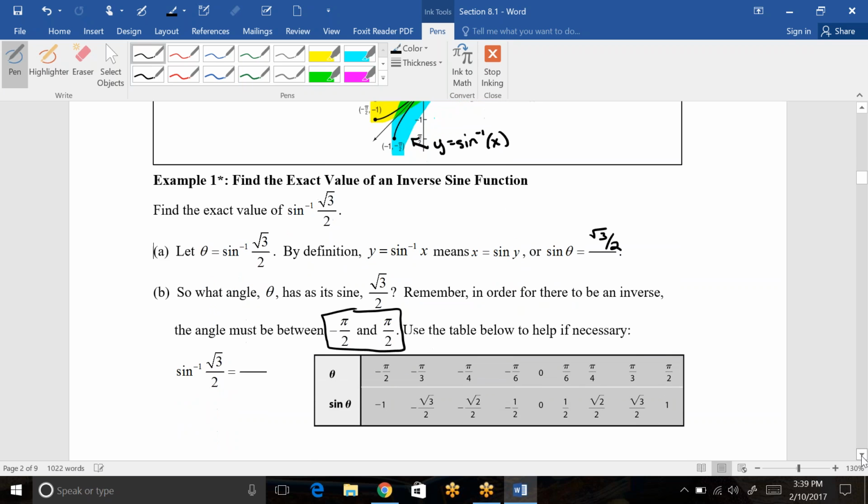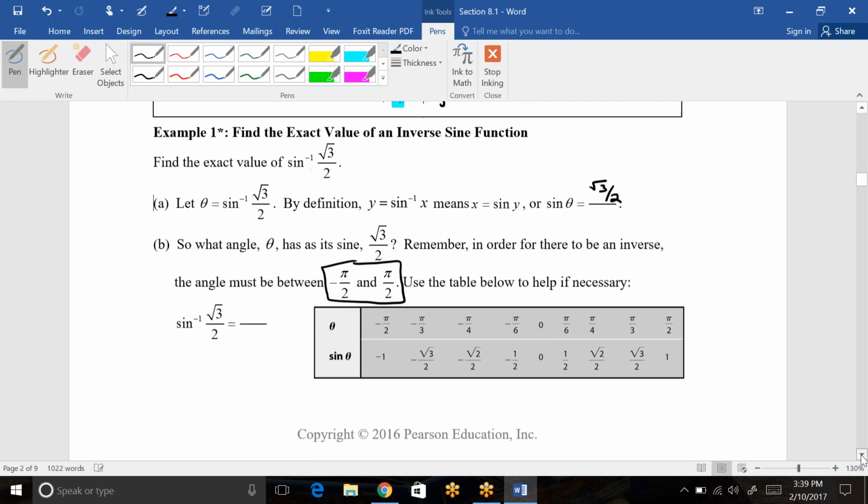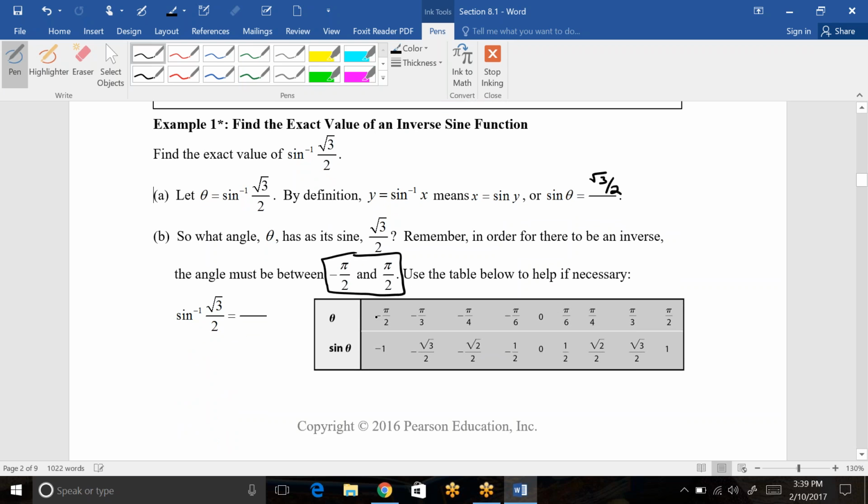And since square root of 3 over 2 is one of those from our unit circle, this chart below just represents all the values between negative pi over 2 to pi over 2 that have ratios that are on the unit circle. So square root of 3 over 2 is in this part down here, because this one's negative. That does matter. And it looks like that is tied to pi over 3.